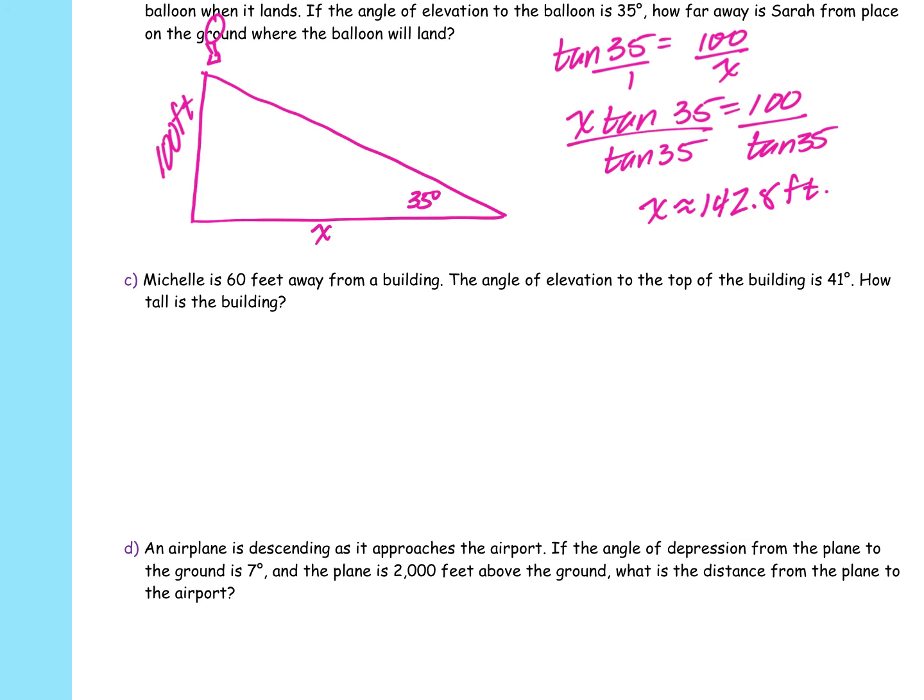Michelle is 60 feet away from a building. So here's my building. Here's Michelle. I can draw a little stick figure of her. There she is. It's beautiful. Give her some hair. There you go. 60 feet away from a building. The angle of elevation to the top of the building is 41 degrees. So this is 41 degrees. How tall is the building?